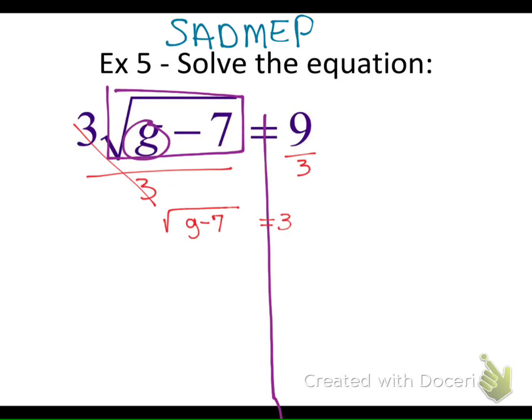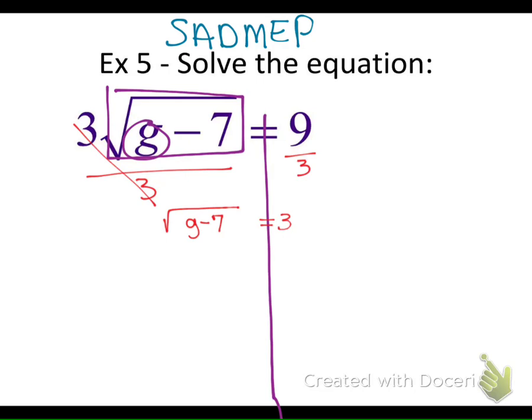Is my square root by itself? No. What do I have to get rid of then to get the square root by itself? Minus 7. But that minus 7 is part of my square root, right? Because it's under the square root sign. So is my square root by itself? Yes. So if my square root is by itself, I'm ready to move down to step 2, which means I'm ready to get rid of that square root sign.